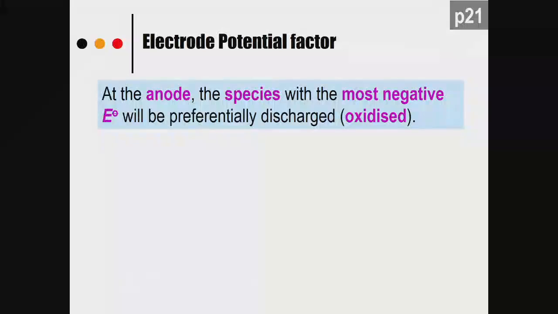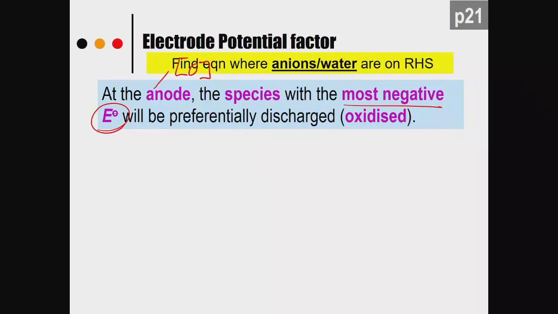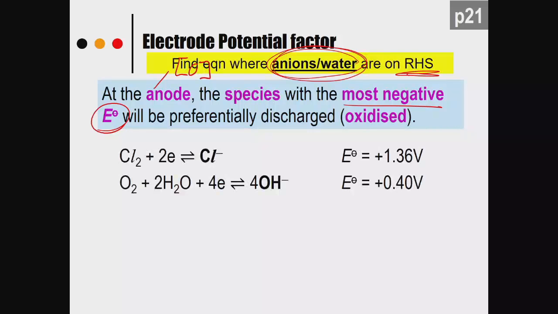Now, for the anode, the anode is the electrode where oxidation has occurred. So therefore, to decide which species is oxidized, you must look out for species with the most negative E0 value. Okay, the most negative one. So we want oxidation to take place. So therefore, when you look for the half equation, you must look for half equation where these species are on the right hand side. Because right hand side means that they undergo oxidation.